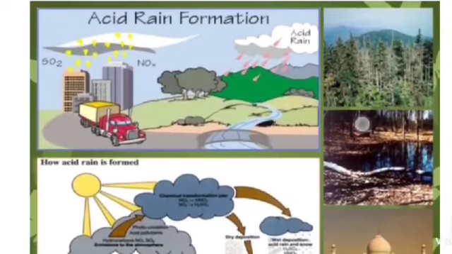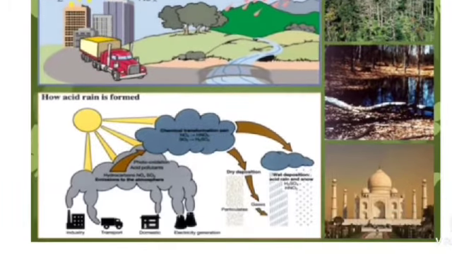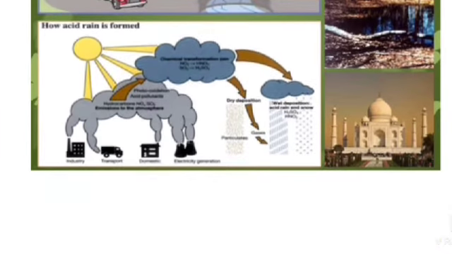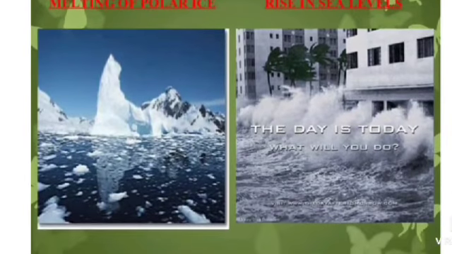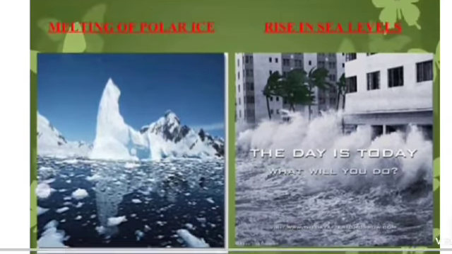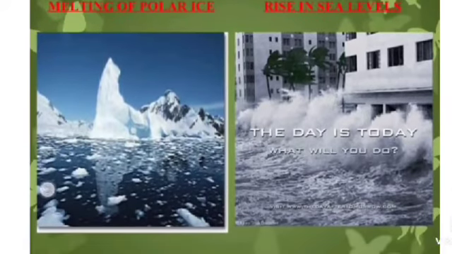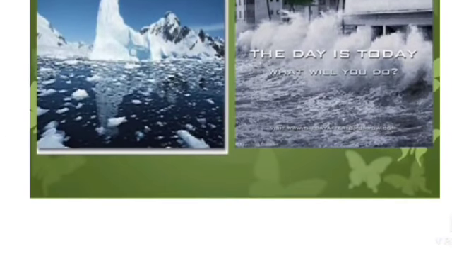Acid rain formation. For global warming, see the picture. Melting of polar ice, and the rise in the sea level.